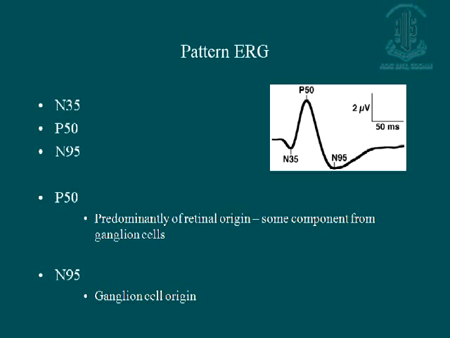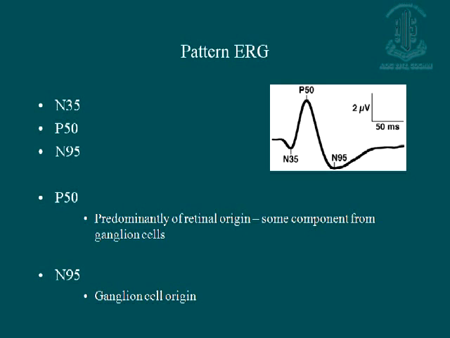Very simple waveform. It has a small negative initial waveform, a positive waveform here called P50, followed by a large negative waveform called N95. Now, to get any information, we said we are doing this test to get information about the retinal structures. If you want information about retinal structures, you should know where these waveforms are coming from. As far as pattern ERG is concerned, we are concerned with two components. We are concerned with P50, we are concerned with N95.